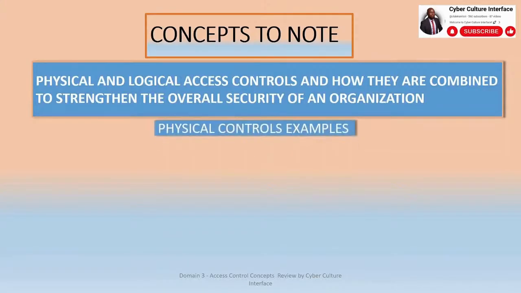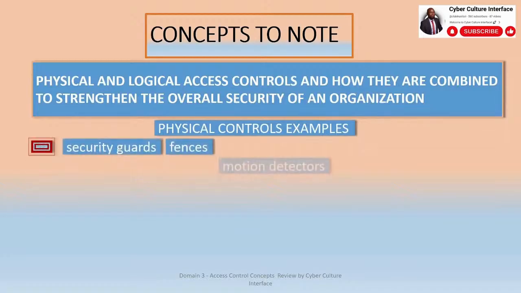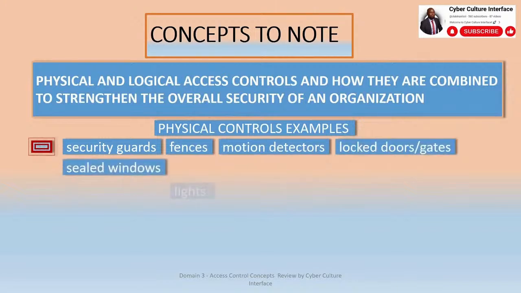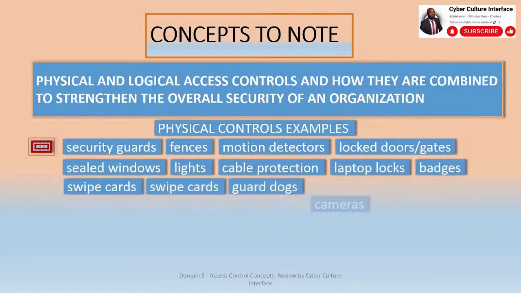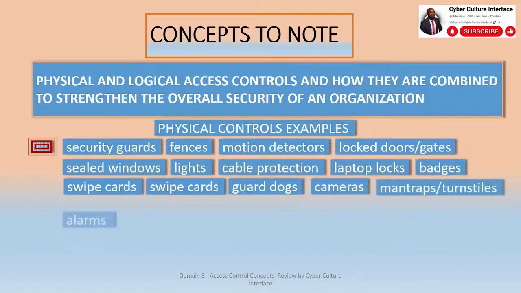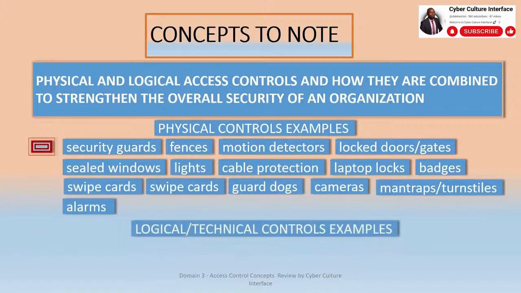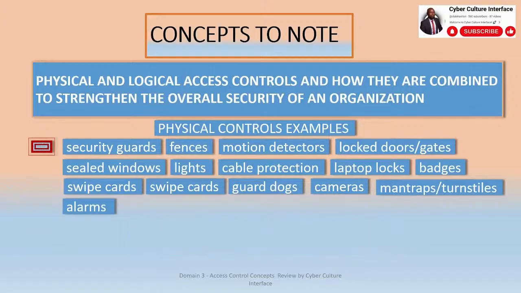So examples of physical controls can be things like security guards, fences, motion detectors. We have locked doors, sealed windows, lights, cable protection, laptops, badges, swipe cards, guard dogs, cameras, man traps. All these are examples of physical controls, and alarms. So man traps, or turnstiles, are the kind of doors that allow only one person to pass through at a time. So these are all physical controls.